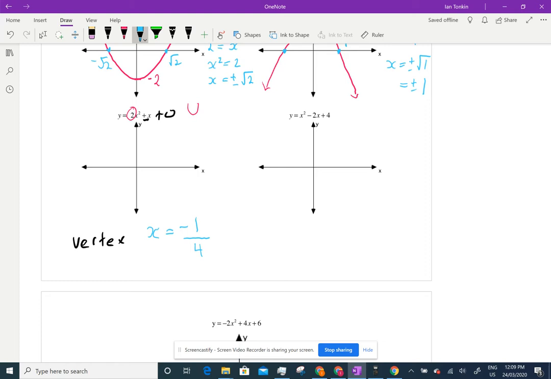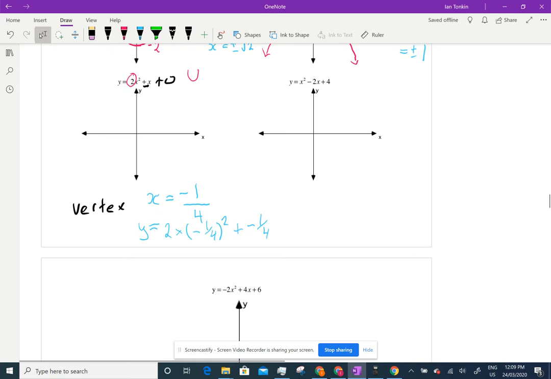Now, how do I find the y value? Oh, I put it in. I go, y equals 2 times negative a quarter, in parentheses, squared, plus negative a quarter. And I get negative an eighth. If you put that in your calculator, that's what you'll get. Okay, so it's a positive parabola. When x is negative a quarter, I get the vertex. And when x is negative a quarter, I get y equals negative an eighth.